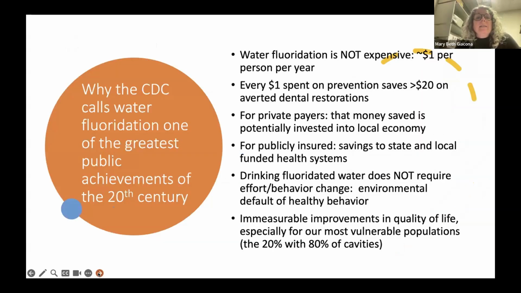So why does the CDC call water fluoridation one of the greatest public health achievements of the 20th century? It's because it's not expensive. Remember, it's only about $1 per person per year. And every dollar spent on prevention saves more than $20 on avoided dental restorations. For private payers, that money saved is potentially invested into the local economy.